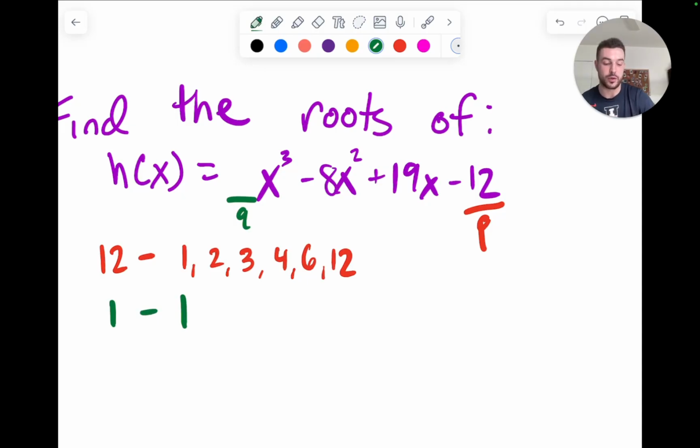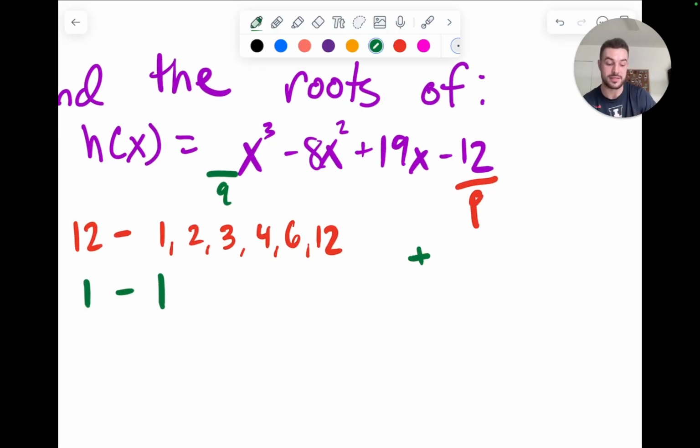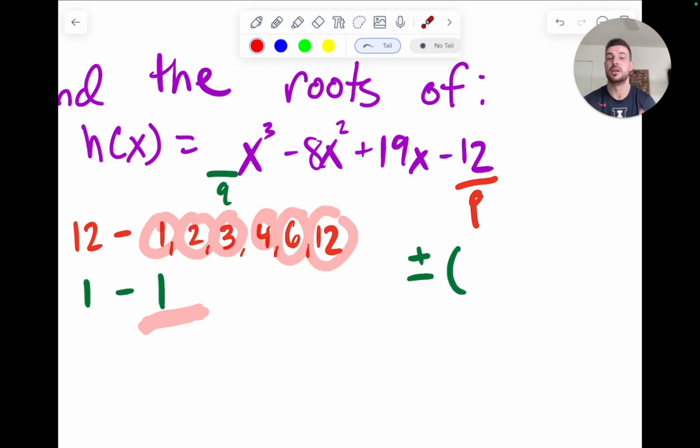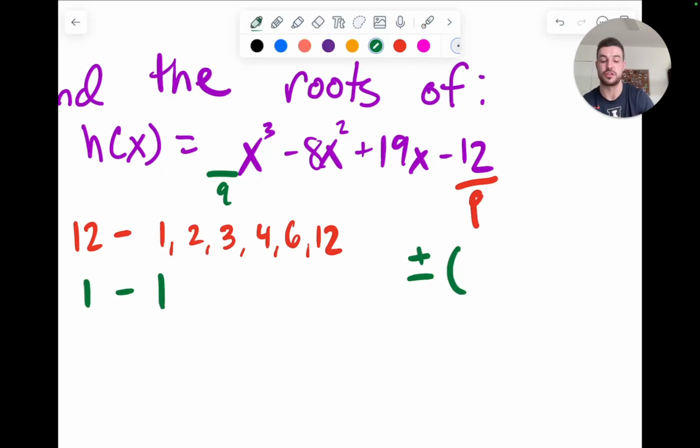So I need to create a list of values, and that list of values is going to be all of the factors of p divided by all of the factors of q. So it's going to be positives and negatives. It will be 1 over 1, 2 over 1, 3 over 1, 4 over 1, 6 over 1, and then 12 over 1. Luckily for us, our q value is just 1, so there aren't other factors for us to do, but we will take a look at what that would look like in our following problem.